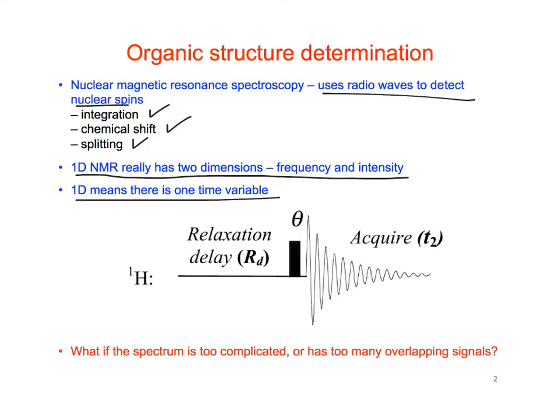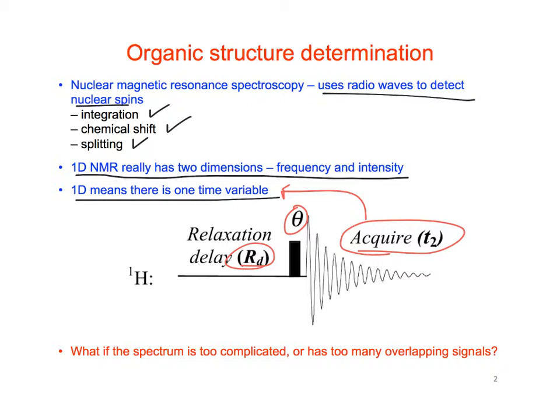The 1D part of it really tells us that when we run the spectrum, there is a single time variable in the pulse sequence. So here's the pulse sequence here. We have a relaxation delay we talked about. We have our pulse, and we have a time domain, which is our acquisition time. Okay, so this is our one time variable in a one-dimensional NMR experiment.